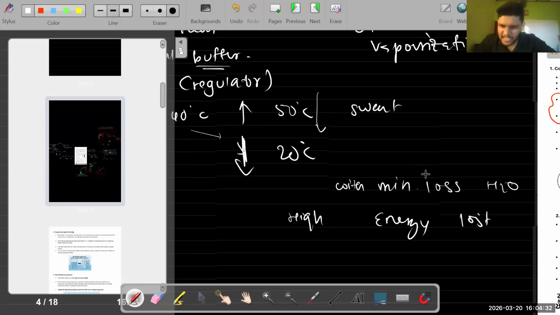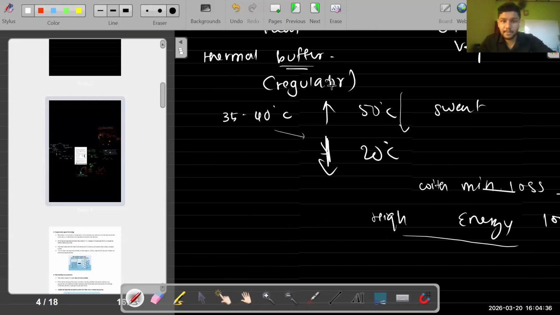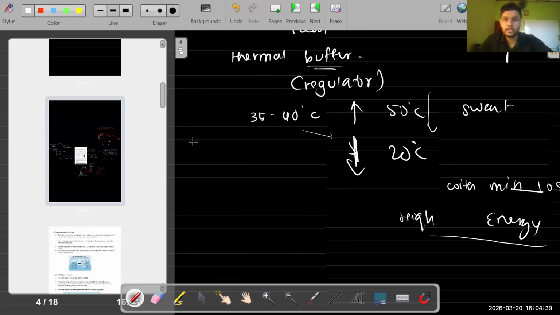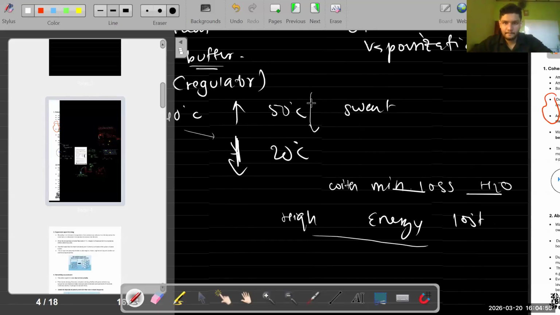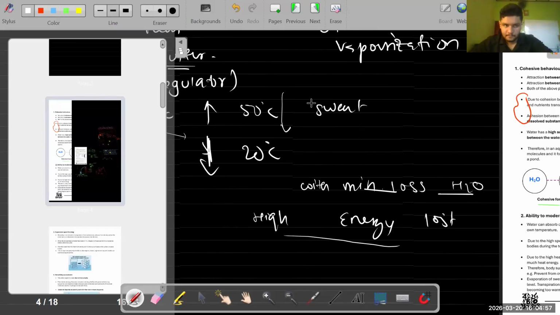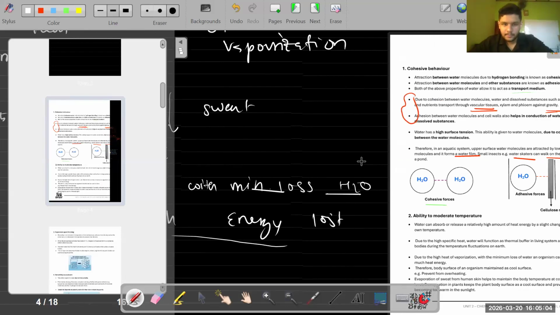So can you understand, with minimum loss of water, a high amount of energy is lost. It will be decreasing the temperature from 50 to 35 or 40. So a high amount of energy is lost. Can you understand? Minimum loss of water, high amount of energy is lost. Is this idea clear? Yes or no? Yes, clear. Very good, very good.